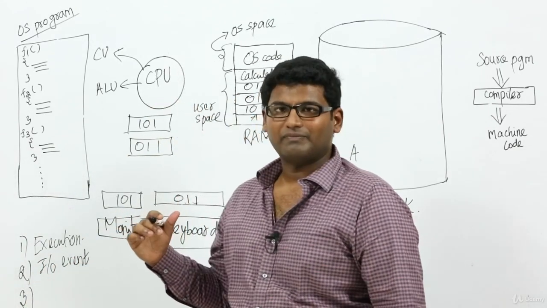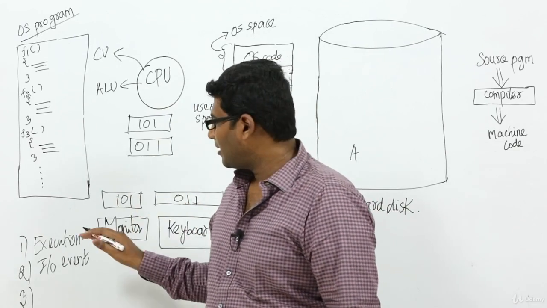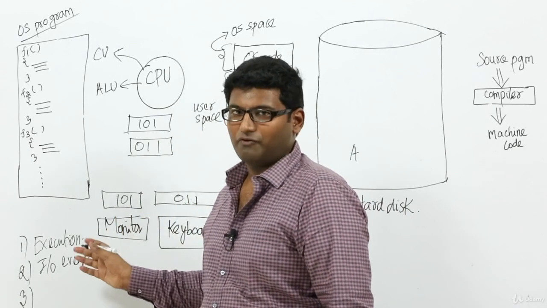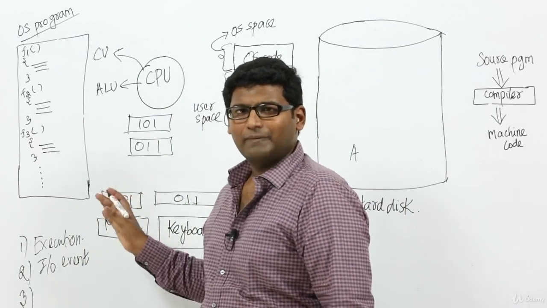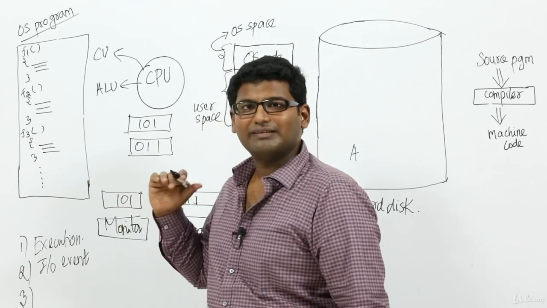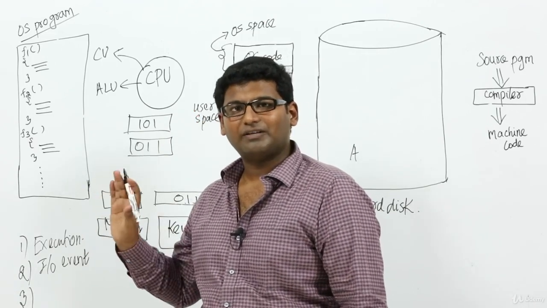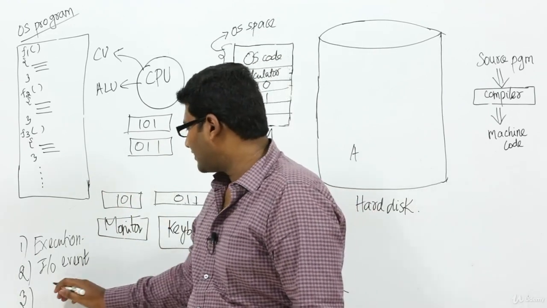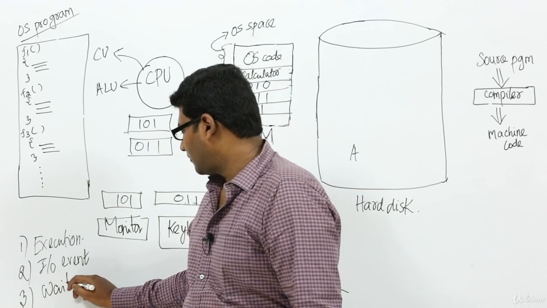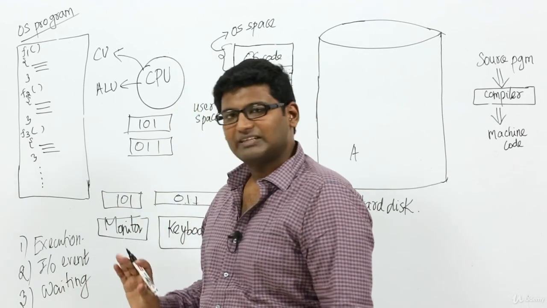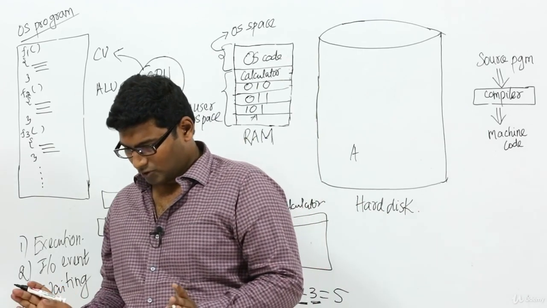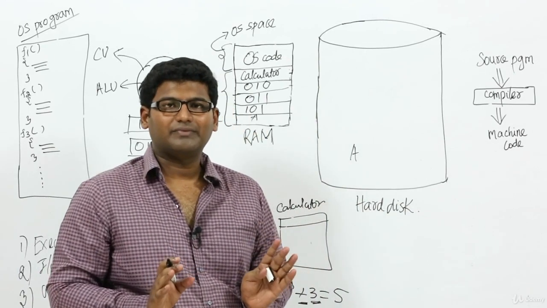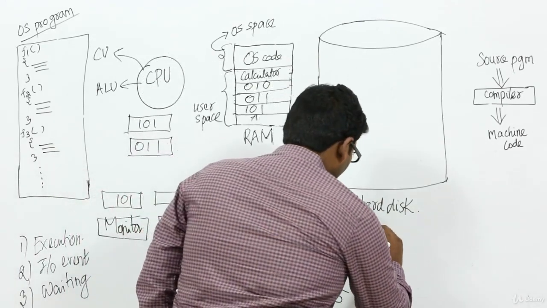Another possibility is that this program is neither performing execution, this program is neither executed nor this program is undergoing IO. In that case, this program is actually waiting for the CPU to execute, or it is waiting for some IO event, right? In that case, we say that this program is actually waiting for some event to happen. Okay, so in simple terms I can say that, see, one point I want to tell is, there is something called as turnaround time.